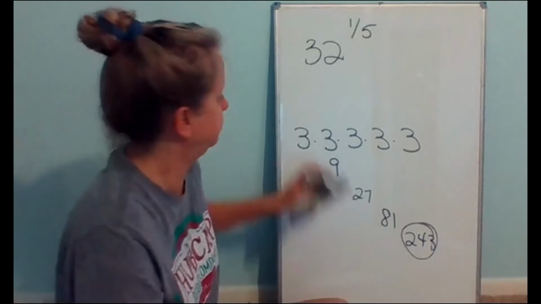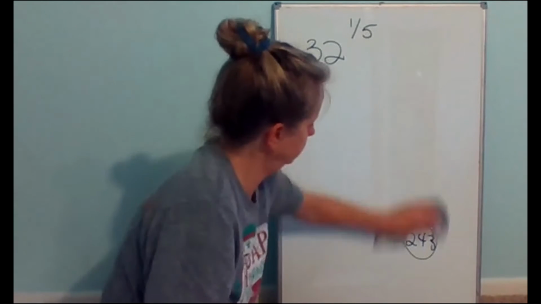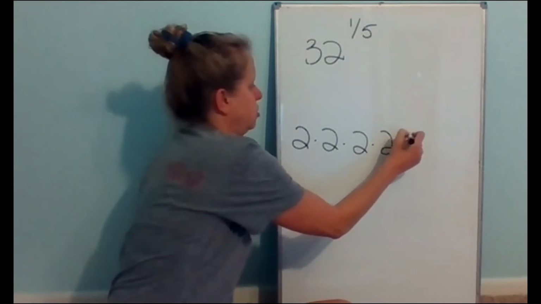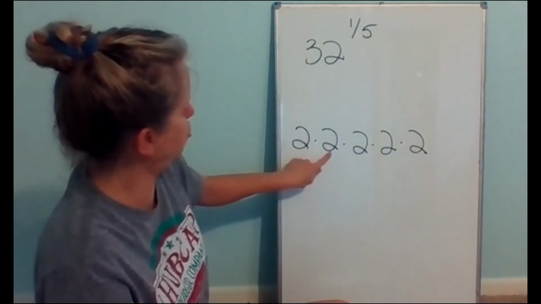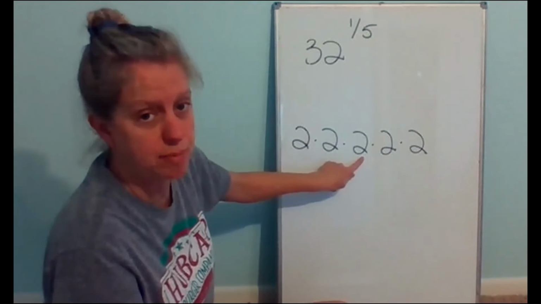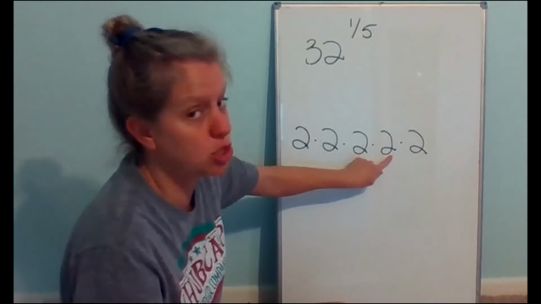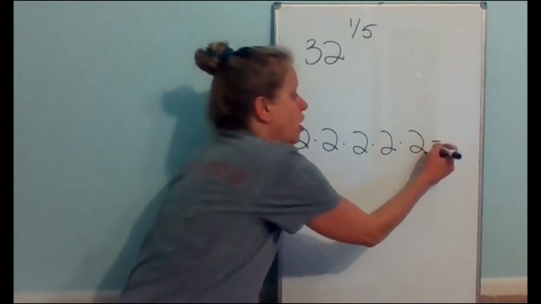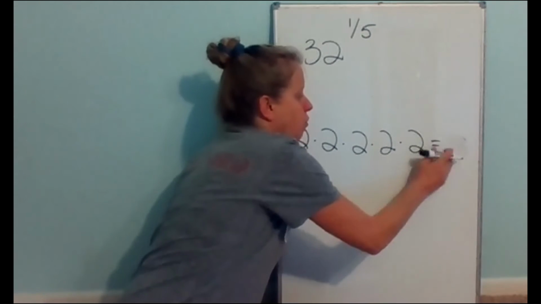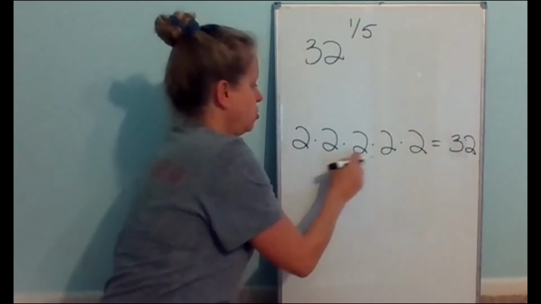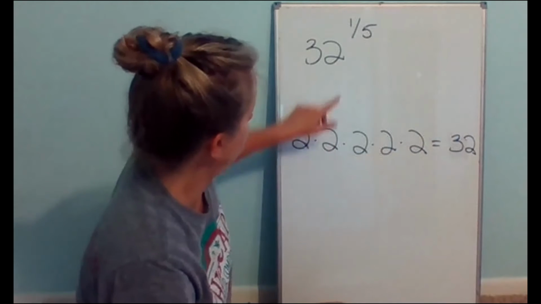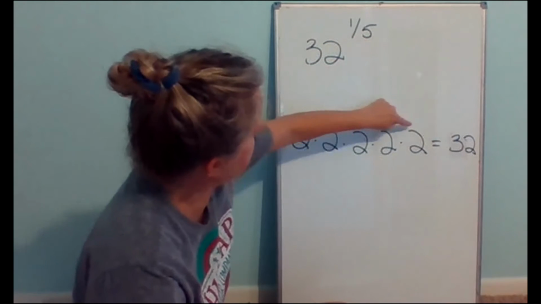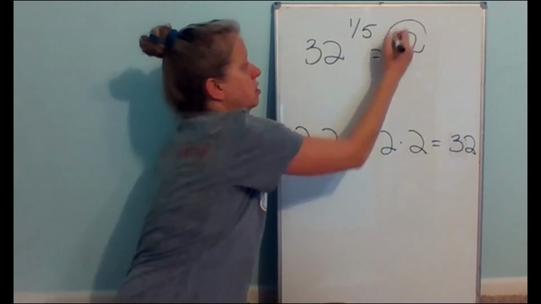So let's try 2. So let's see, 2 times 2 times 2 times 2 times 2. Let's see, 2 times 2 is 4, times 2 is 8, times 2 is 16, times 2 is 32. Which means what? 2 to the 5th power is 32, which means what number times itself 5 times gave me 32? 2 did.